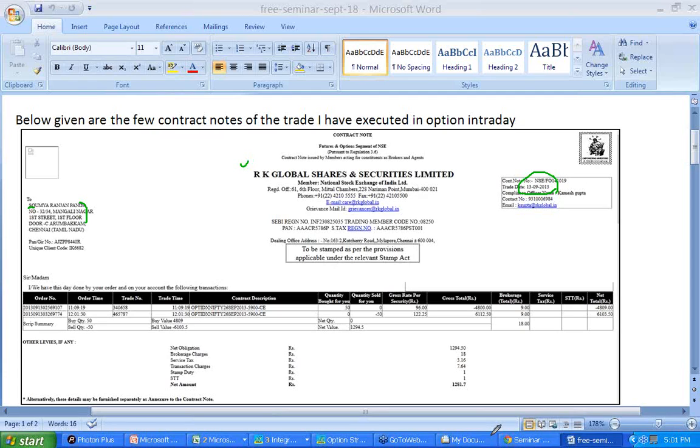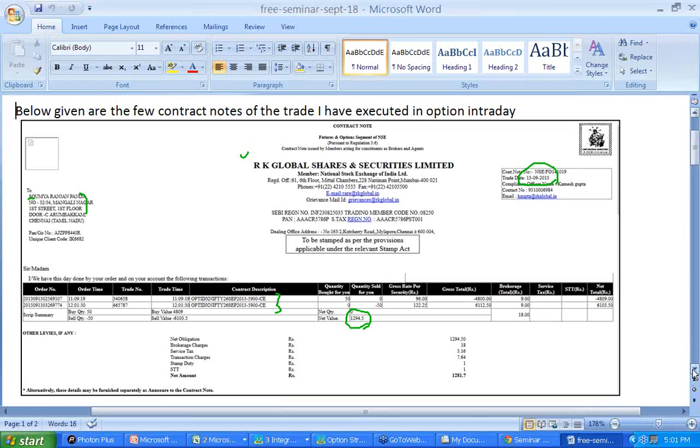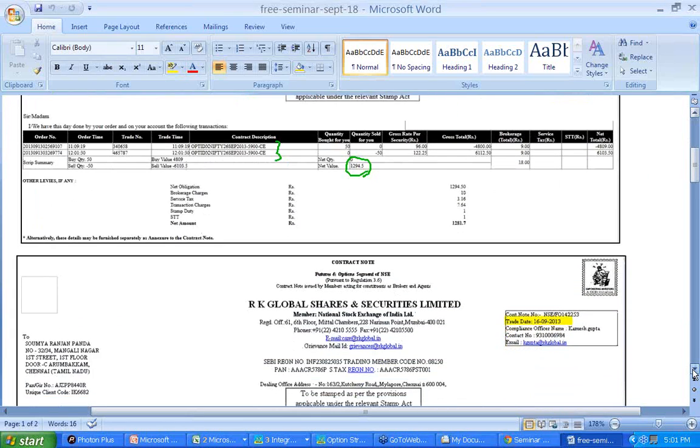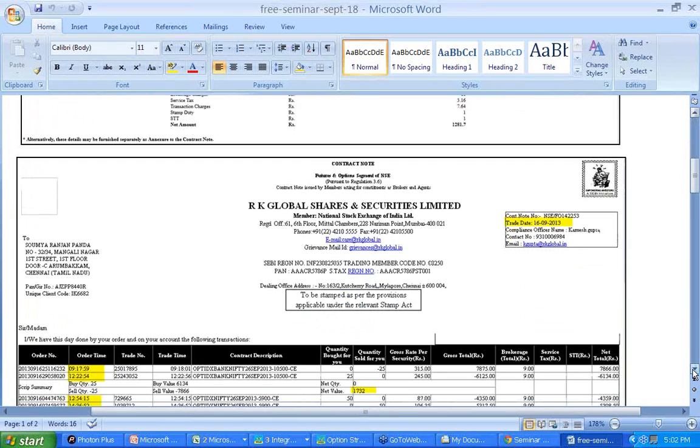This contract note was generated on 13th of September. I traded just one lot of the 5,900 call option and made a profit of 1,094. In the same way, I identified the future trend, decided upon the strike I have to enter, and at what price I should enter. This is what I have done.